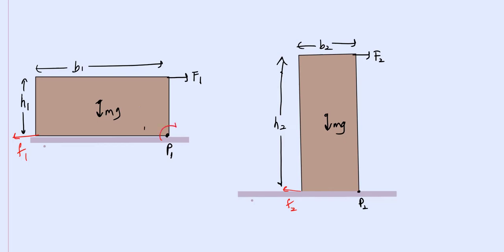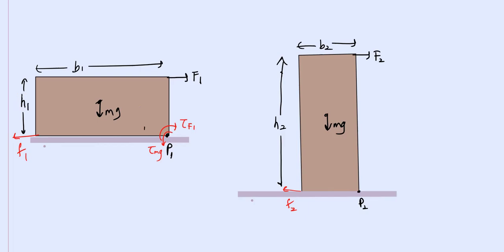The torque due to the applied force will be like this. Torque due to mg will be in this direction. Let me show: this is the torque due to the applied force F1. So what is the height H1? This will be H1 and this is F1. So the torque here will be clockwise, no?